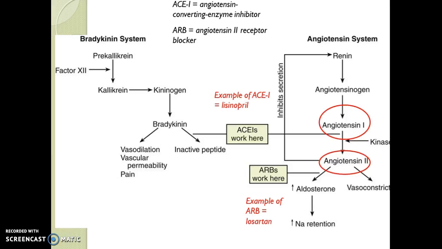I do want to mention that the recommendations for those persons who are black do not include the use of ACEs and ARBs. And it doesn't mean that we never give them or that it's contraindicated. It's that the effectiveness is lower, therefore we start with other drugs.